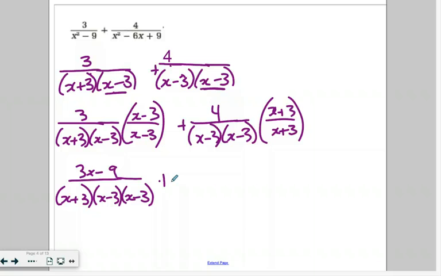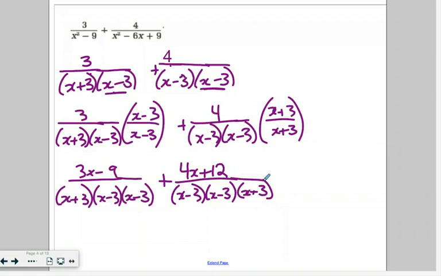Distributive property along the numerator gives us 4x plus 12 in my numerator, and leaving my denominator in factored form, I have 2x minus 3's as factors and an x plus 3 as a factor. So once again, we should notice that at this point, both our denominators have 2x minus 3 factors and an x plus 3 factor. They are identical.